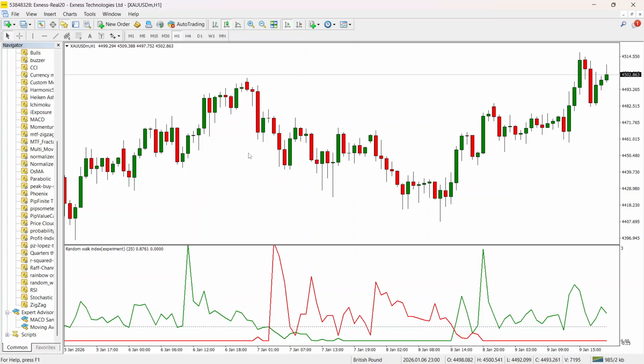This overview from the Forex Geek focuses on how the indicator's statistical approach helps traders separate genuine trends from random market noise.